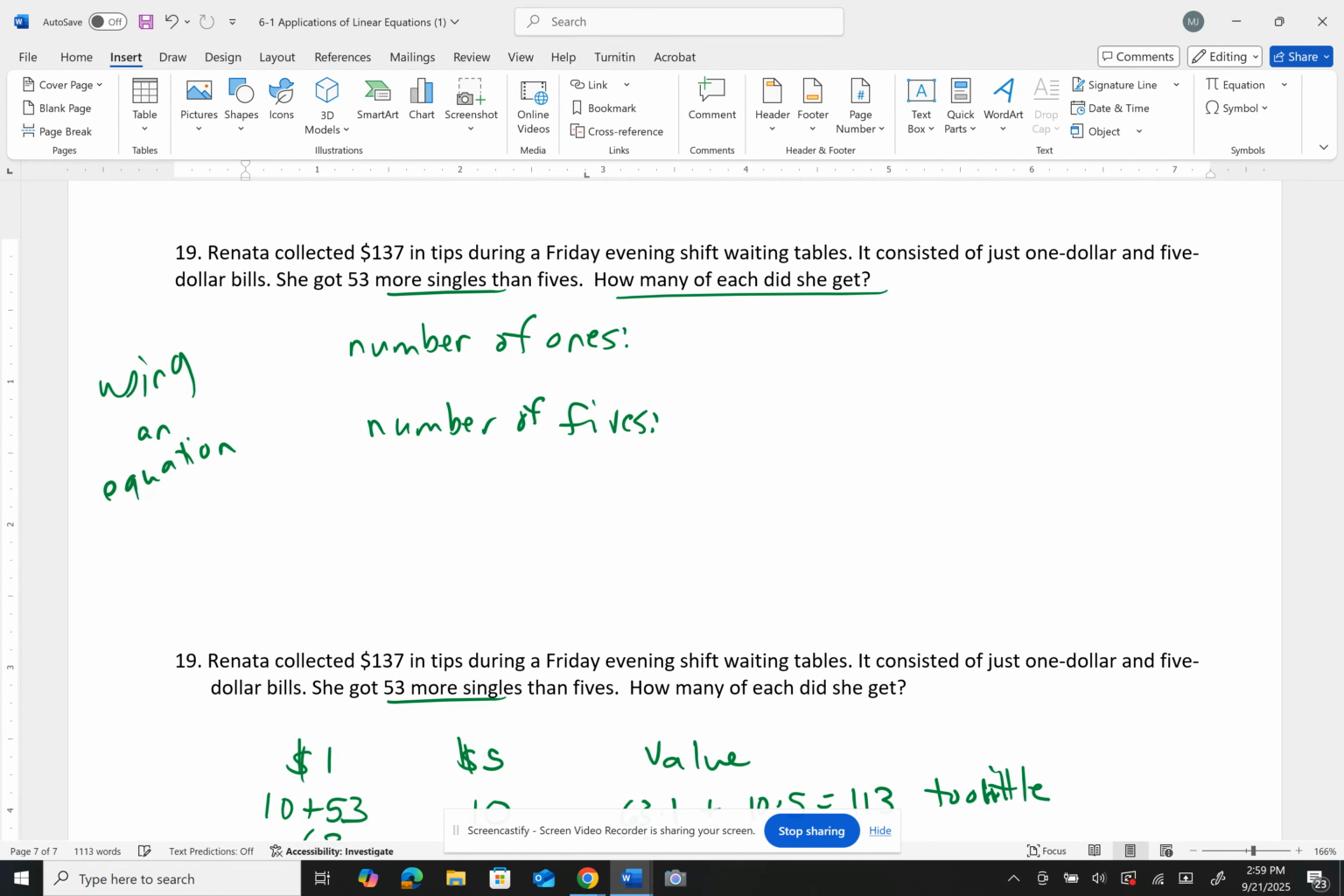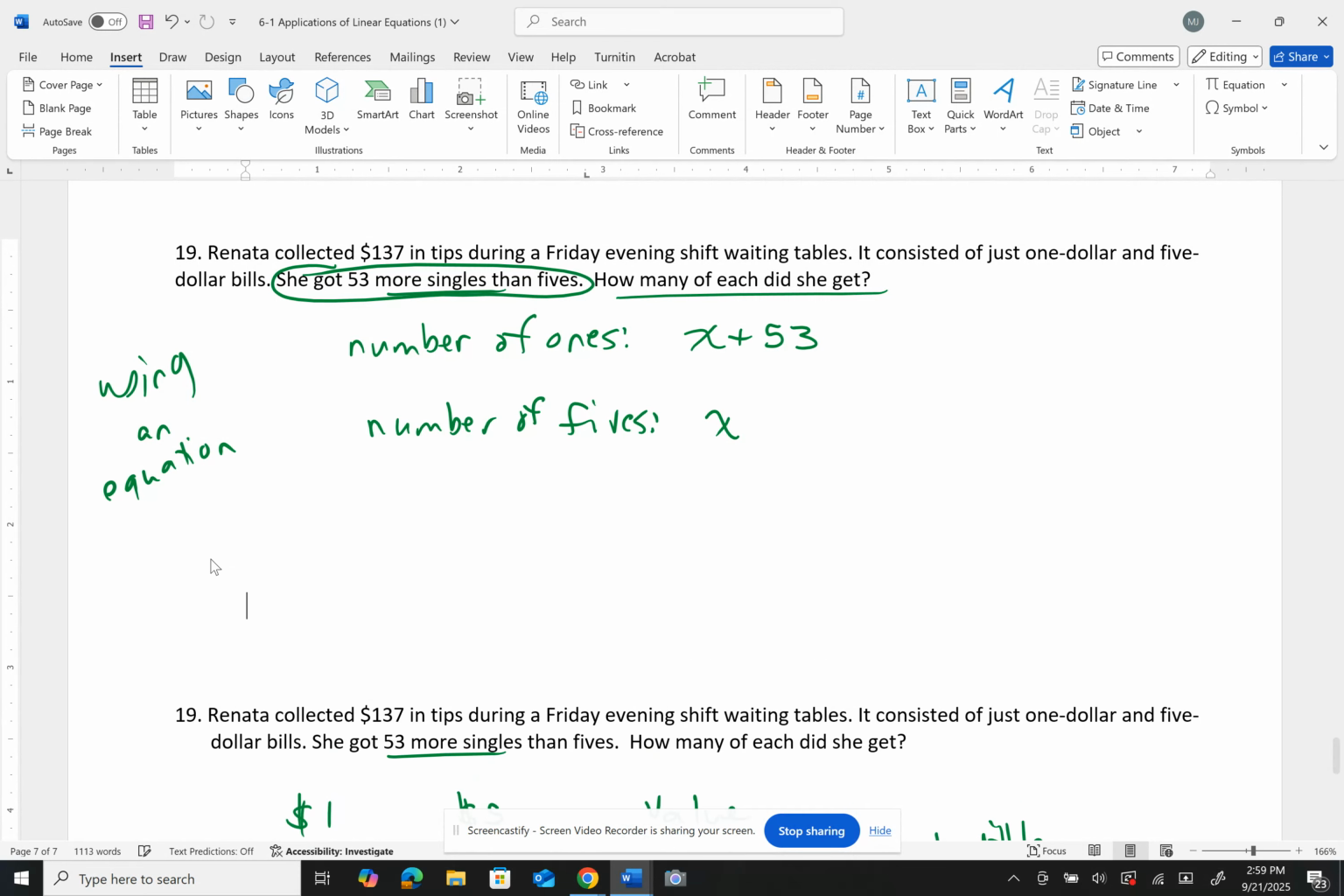All right, so it says that she got 53 more singles than fives. So if I let X be the number of fives, then I know there should be X plus 53 ones. Okay, so I'm using that to get an expression for the quantities I'm supposed to find, and I want them both to use the same variable.